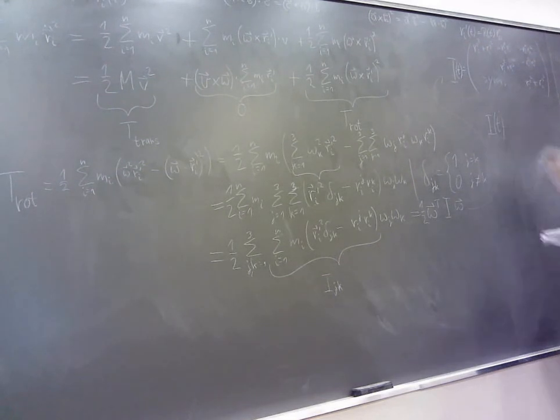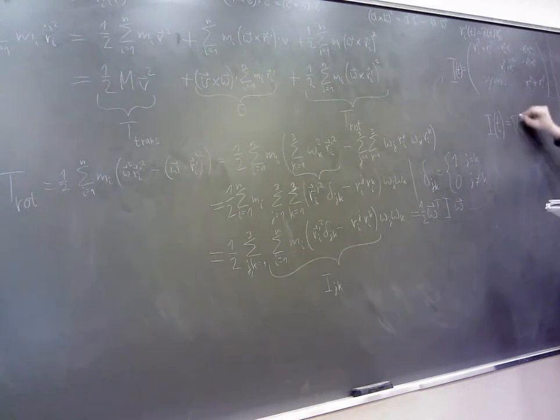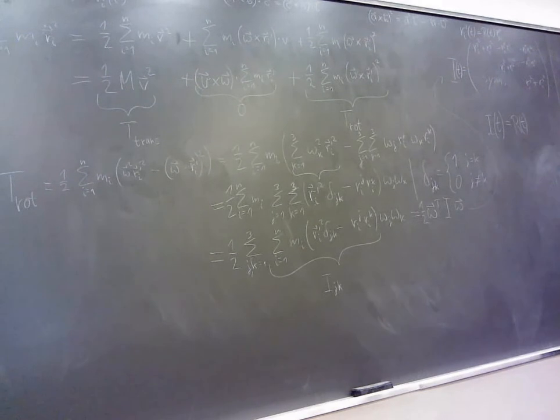Well, there's a way to reformulate this tensor as the orientation of our body times a constant inertia tensor with respect to the local coordinate system, times the rotation matrix transpose. Oh, and let's call this I body.